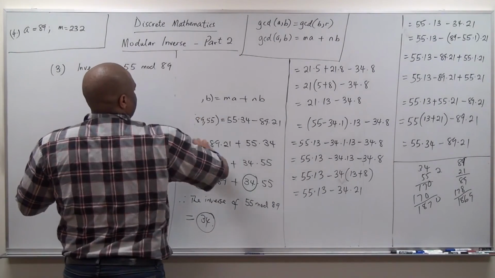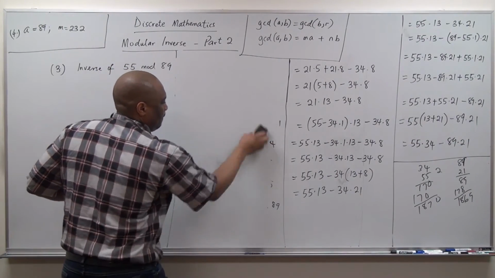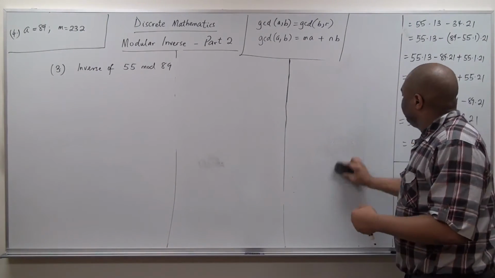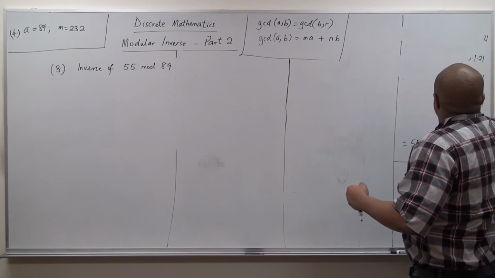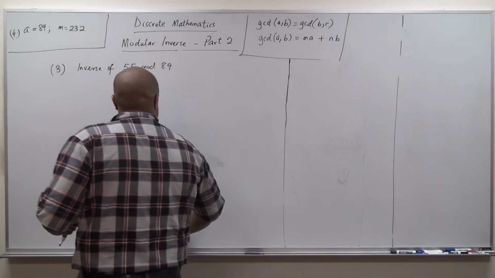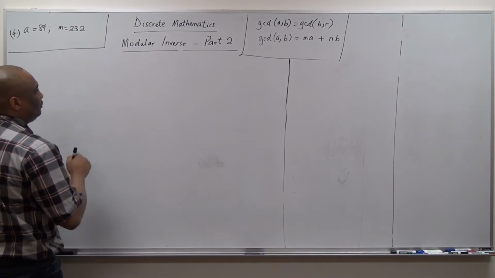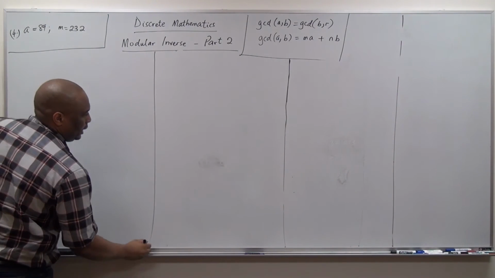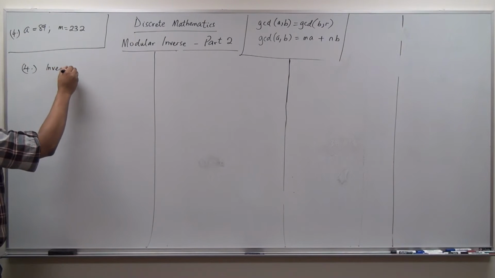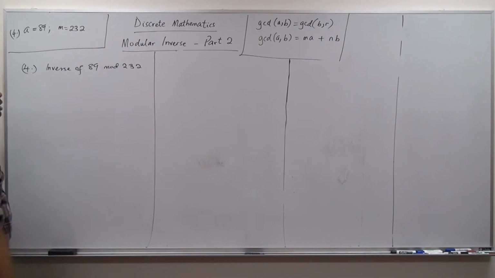So let me erase all this stuff. Okay. Question number 4. Question number 4 is find the inverse of 89 mod 232.